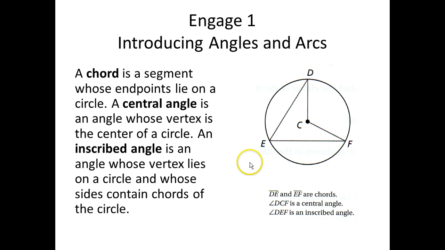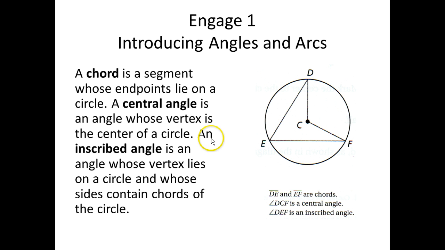Now, a central angle is an angle whose vertex is the center of a circle. So notice that the vertex of this angle DCF is at the center of the circle. So I would call angle DCF a central angle because it's in the center of the circle. Hence the name central angle.